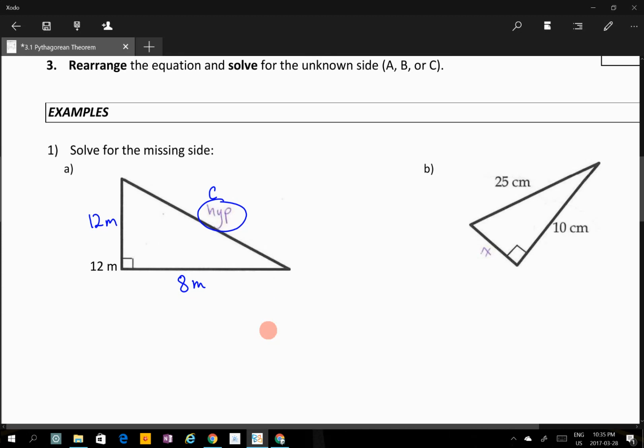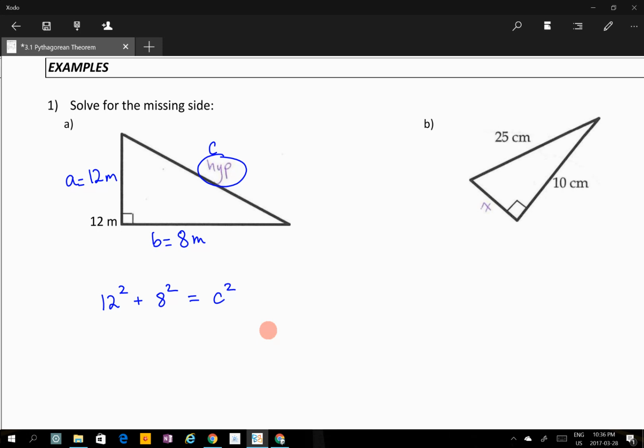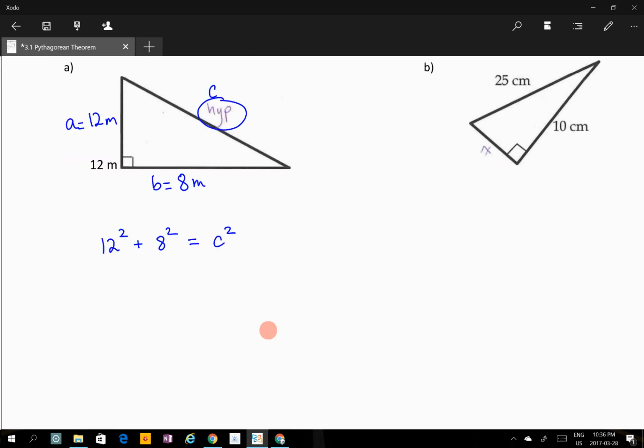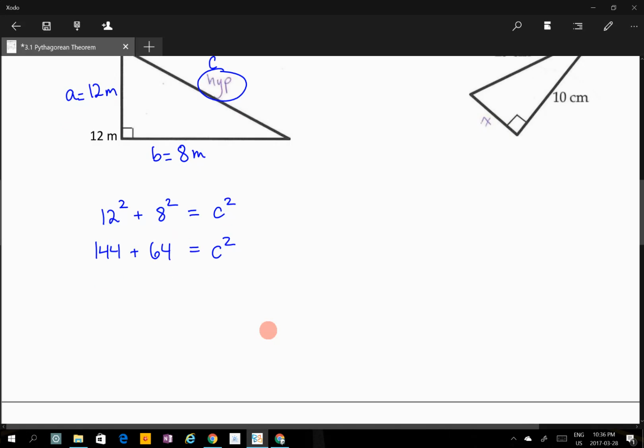If I apply the Pythagorean theorem, let's say I made A equals 12, B equals 8. I could say that 12 squared plus 8 squared equals C squared. My goal will now be to find that side C. So if I did 12 squared plus 8 squared, here's 144 plus 64, and that equals C squared. 144 plus 64 is 208, and that's equal to C squared.